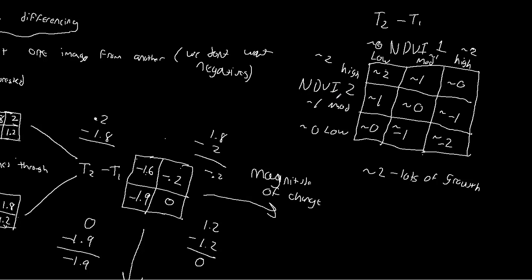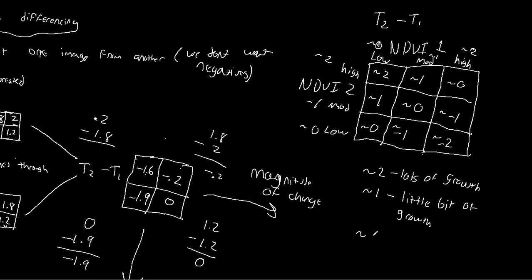So what about this one? What about a high at time 2 and a moderate at time 1, giving us a value of approximately 1? Well, this means we had a lot of vegetation here, and we had a decent amount of vegetation here. So we gained a little bit of growth, right? So approximately 1 means a little bit of growth, or a little bit of improvement in the quality of the vegetation.